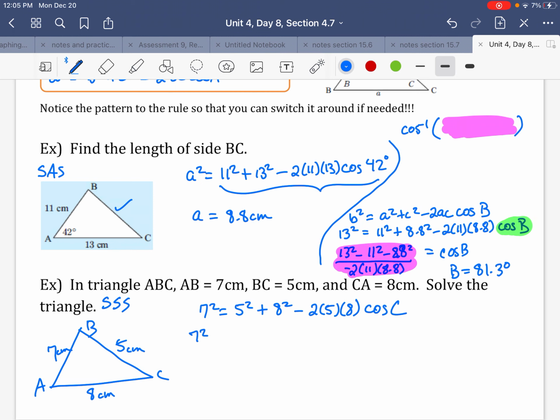Okay, so we're going to have 7 squared minus 5 squared minus 8 squared, all divided by negative 2 times 5 times 8 equals cosine C. So to find C, I would just do inverse cosine of that fraction. And so angle C, oh goodness, I don't have angle C. So let's just do it. 7 squared, 7, 5, and 8.